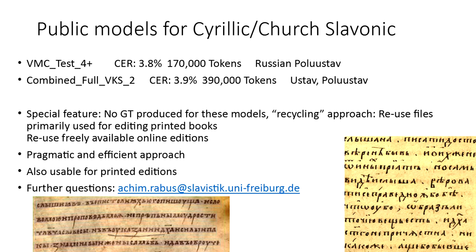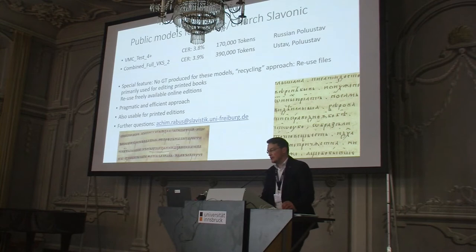I have two generic models. The first one is for Russian so-called Polu-Ustav, which is for 16th, 15th century writing. The CER of the model is 3.8%. I used 170,000 tokens for training. And the second one is a really generic model with more or less a similar CER, but considerably more tokens in training data, almost 400,000 tokens in training data.